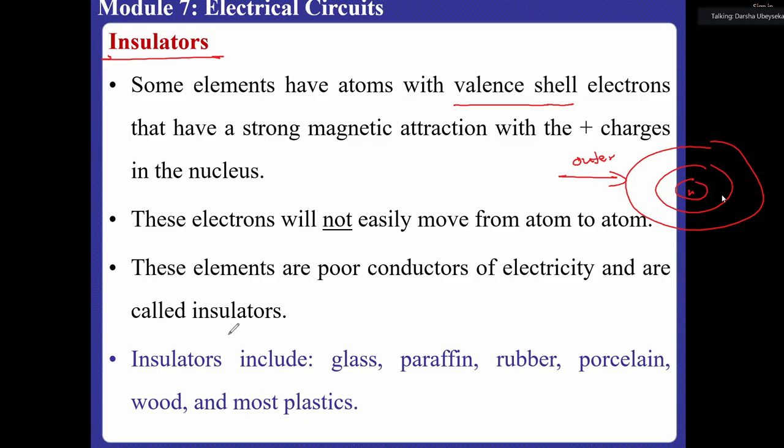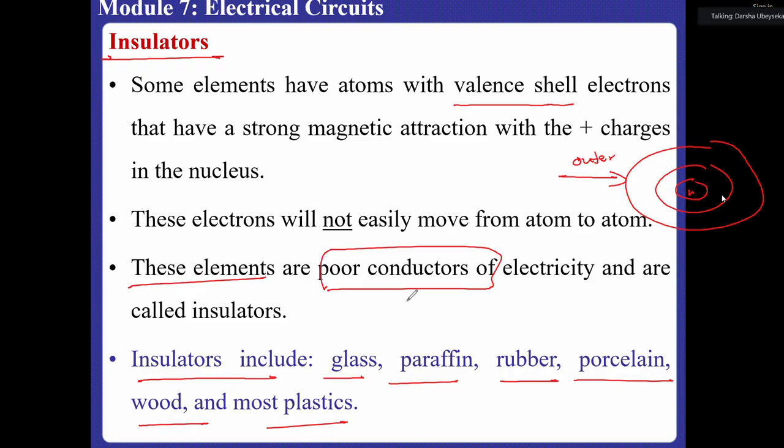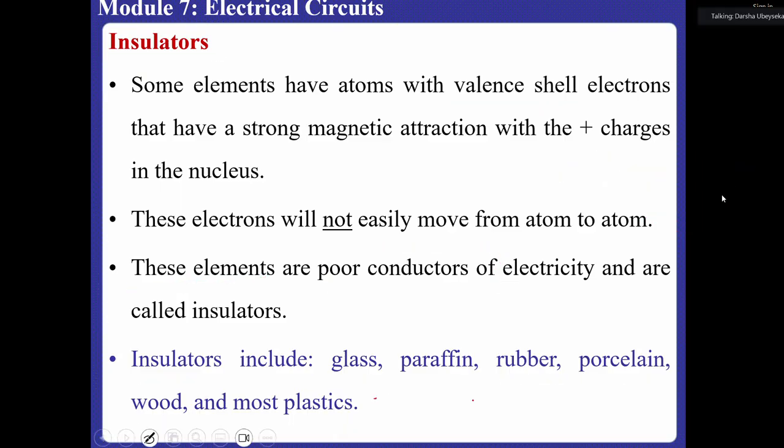So what are the examples for insulators? Glass, paraffin, rubber, wood, plastics, porcelains, those are examples for insulators. You should know maybe 3 examples for insulators, and you should know how to explain what an insulator is. And these elements are poor conductors. Poor conductors means not conducting the current, right? So this is about the insulators. I'll send you this, and the next one is about the conductors.